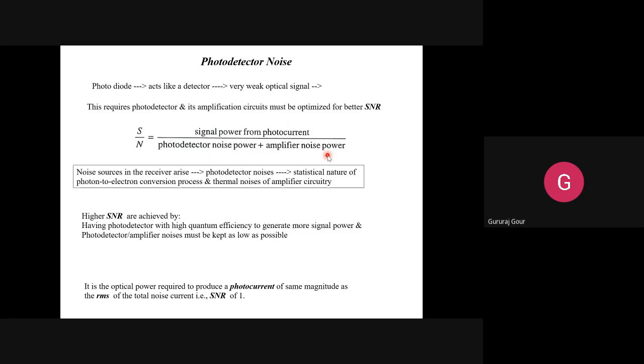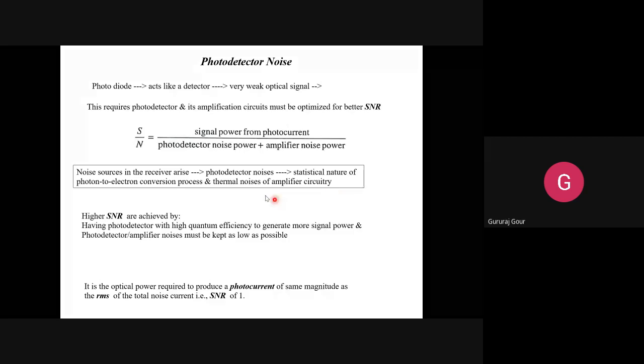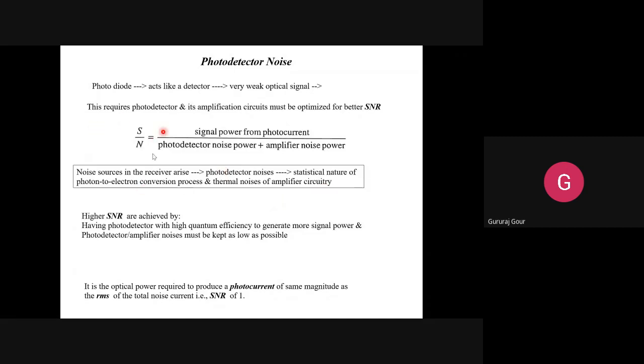Amplifier, if you are getting any amplified signal, that is also coming with the noise. Noise sources in the receiver are going to increase. Again, if it is detected, it is also going to increase. So these are all statistical, static in nature, because the photon to electron conversion process and thermal noises of the amplifier circuitry, once you design, they are fixed with the design values, and whatever the noises you are getting are also static in nature, and they are going to reduce this if they will increase.